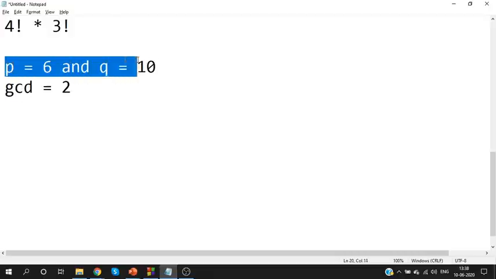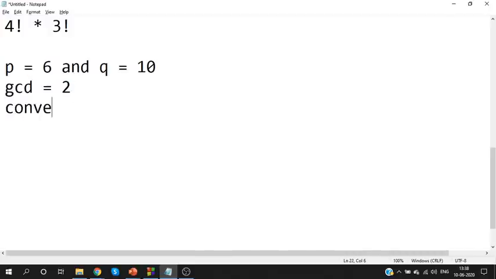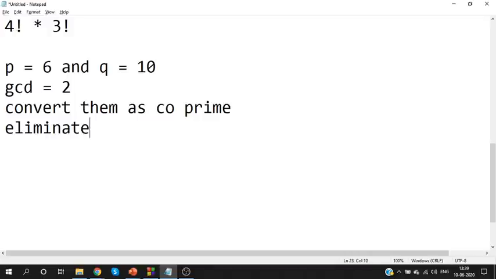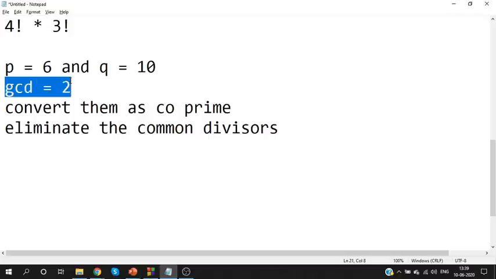In that case, are these co-prime numbers? No, they are not co-prime numbers. So, convert them to co-prime. When I convert them to co-prime, they will not have any common divisor. So, what is the common divisor now? 2 is the common divisor. Eliminate 2 from both of them. To convert them to co-prime, eliminate the common divisors. If you eliminate the common divisor, what is the greatest common divisor? 2 is the greatest common divisor.